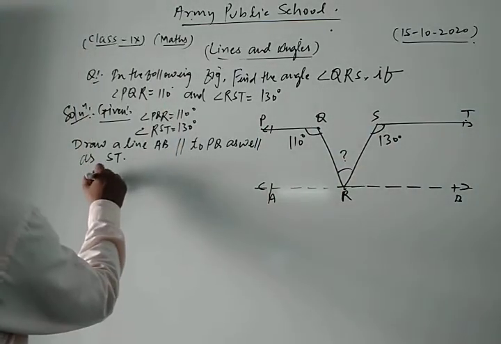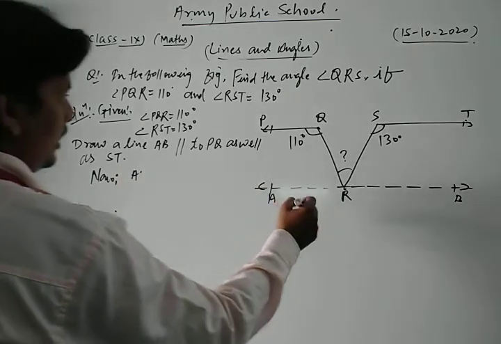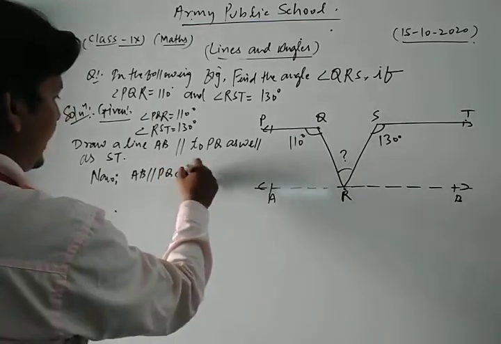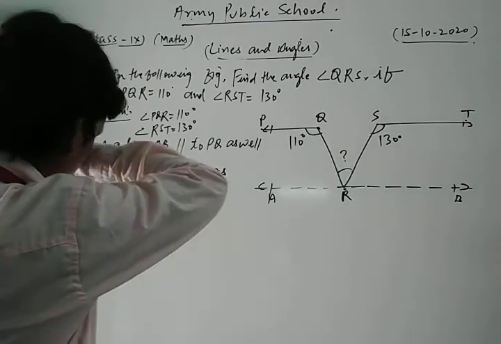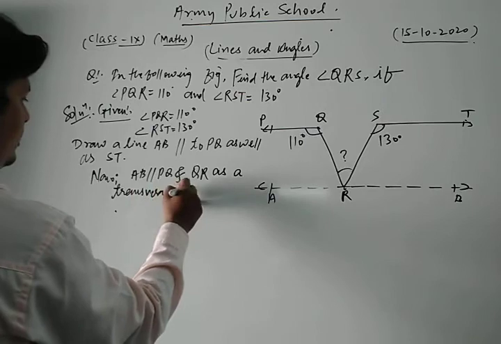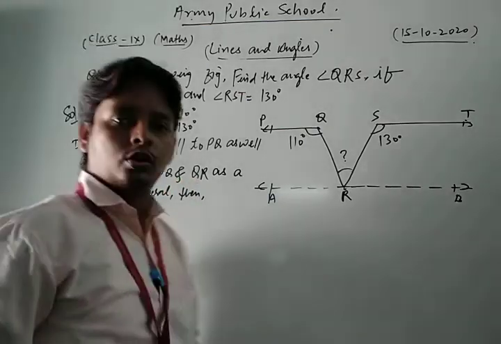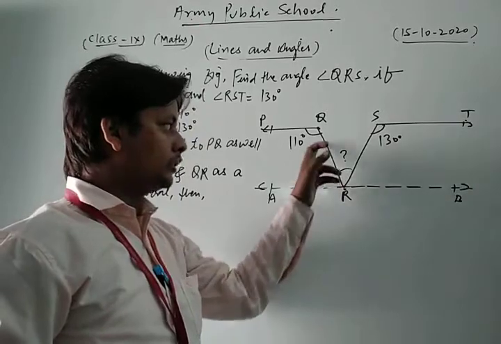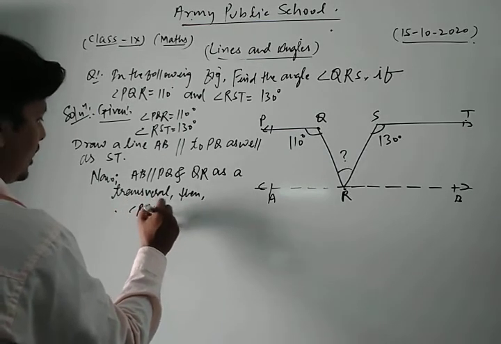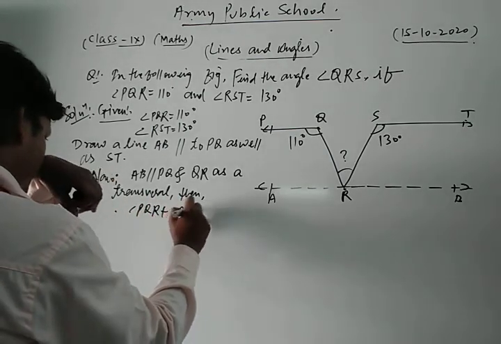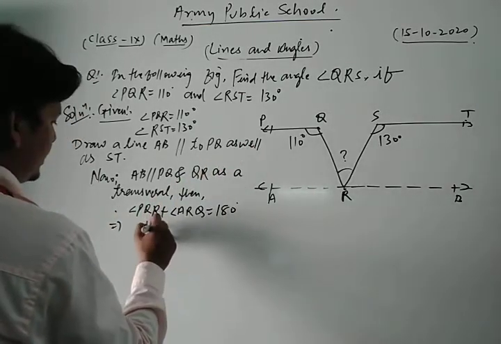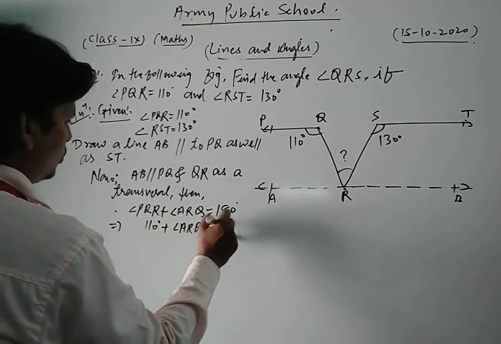Now we take AB parallel to PQ, and QR as a transversal. Then we know that the sum of the consecutive interior angles is 180. Thus, angle PQR plus angle ARQ is equal to 180. That is, angle PQR is equal to 110 degrees, plus angle ARQ is equal to 180.